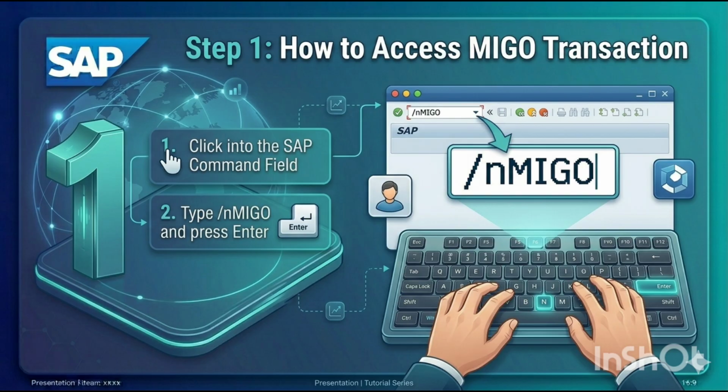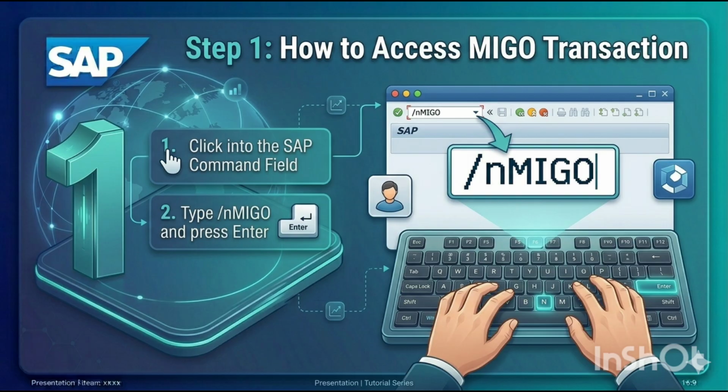You can also use shortcut keys for faster operation. Many companies create custom transaction codes or favorites for MIGO to make it quicker for end users. Always make sure you are in correct plant and have necessary authorizations. Missing authorizations for MIGO is a very common issue faced by new users. Once the screen opens, you are ready to enter the purchase order details. In the next slide, we will see how to enter the PO and what happens next.